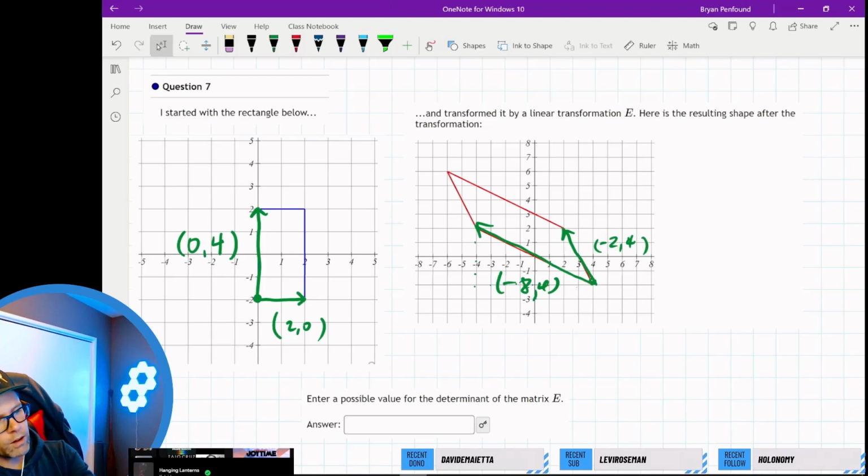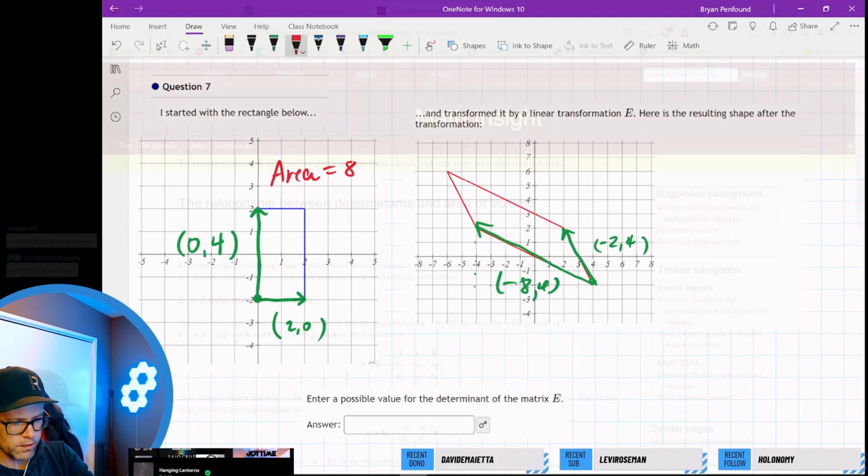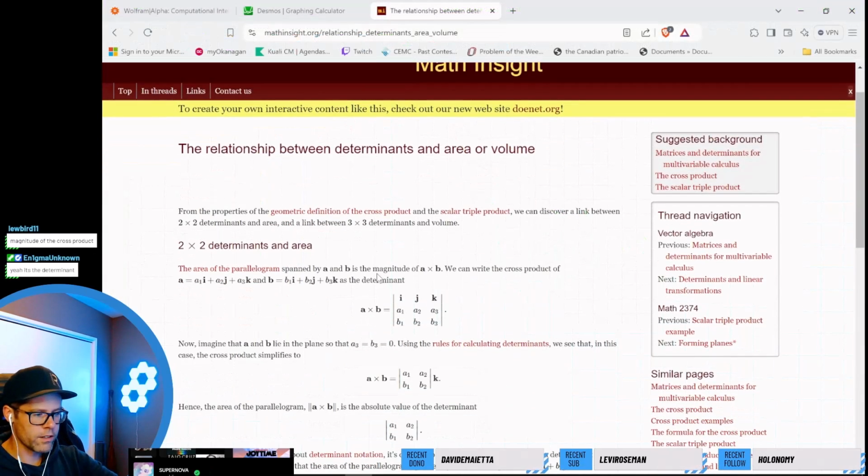So we should be able to calculate the area of this first thing relatively simply by doing, it's just 2 times 4. This area is equal to 8. Now, the area of the second one might be a little bit more complicated. Yeah, here it is. The area of the parallelogram.